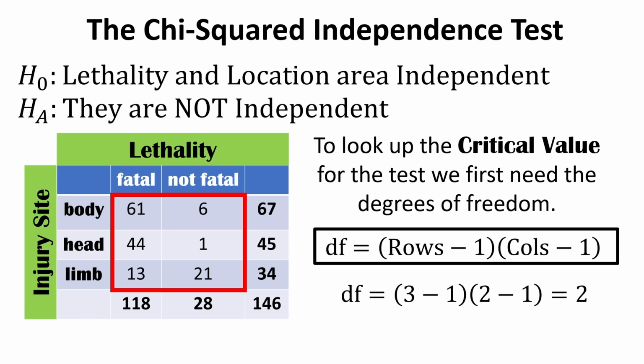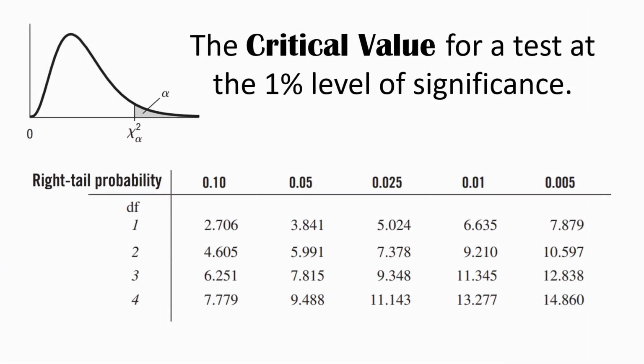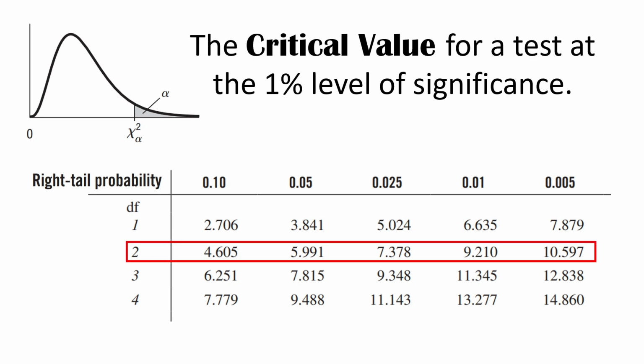So you can see the number of rows really is the number of categories in the first categorical variable. The number of columns is the number of categories in the second categorical variable. So here we're working with 2 degrees of freedom. I'd like you to look at this table and just pick out what the critical value would be if we were to conduct the test at the 1% level of significance. You should be looking at the row for 2 degrees of freedom and the column for 1% level of significance. The critical value is 9.210.